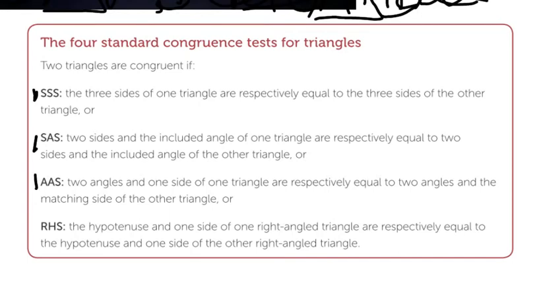The next rule is angle angle side. 2 angles and one side of one triangle are equal to 2 angles and the matching side of the other triangle, where the angles and sides can be in any order. And the last proof of congruent triangles is right angle hypotenuse side, where the hypotenuse and one side of one right-angled triangle are respectively equal to the hypotenuse and one side of another right-angled triangle.